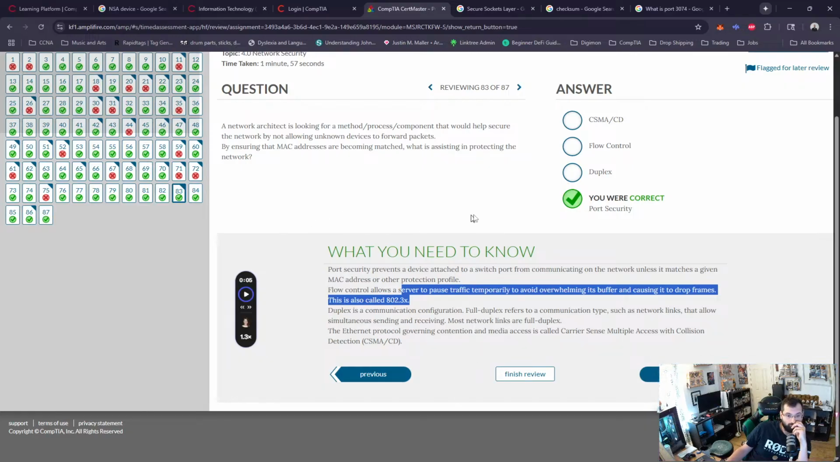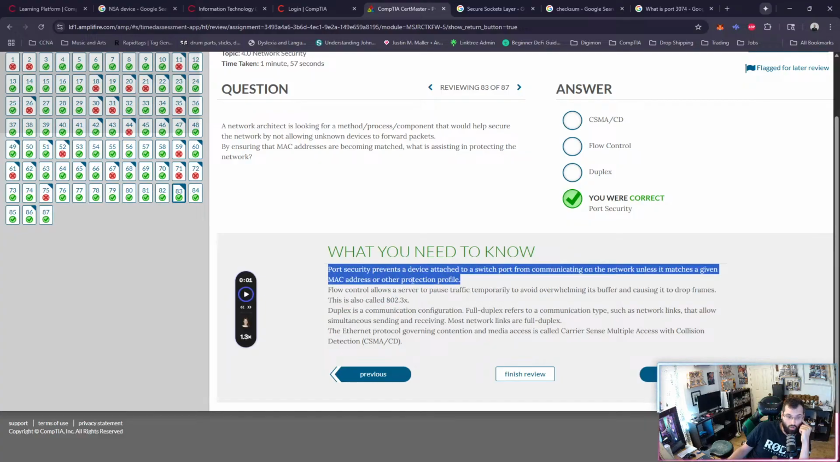Okay, so port security makes the most sense. Port security prevents a device that is attached to a switch port from communicating on the network unless it matches given MAC addresses or other protection profiles.